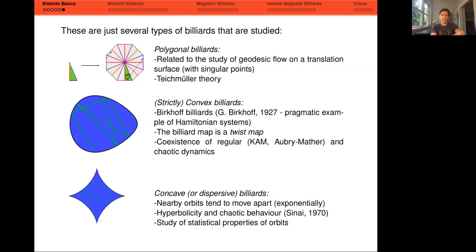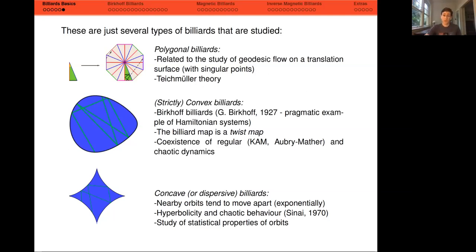When we talk about strictly convex billiards, or convex billiards, this was first studied about 90 to 100 years ago by Birkhoff, and this is often a quintessential example of a dynamical system. In this case of convex billiards, the billiard map is a twist map, which we'll talk about a bit more later. There we can have regular dynamics, with predictable periodic orbits, and there are also situations in which we can have chaotic dynamics as well.